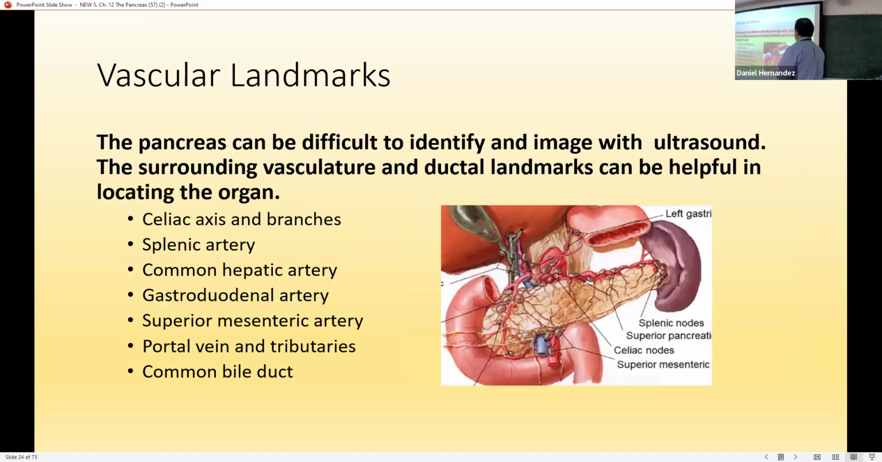This is just showing a little more detail of some of the vasculature. So with the pancreas, sometimes, as we know, it can be difficult to image on ultrasound, particularly depending on the patient's body habitus, bowel gas, if they've just eaten. Larger patients tend to be a lot more challenging, a lot more difficult to image.